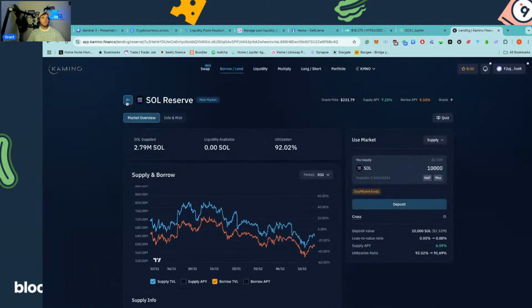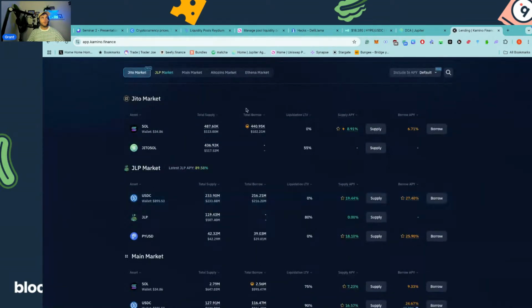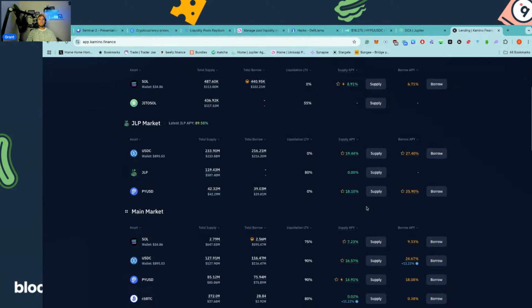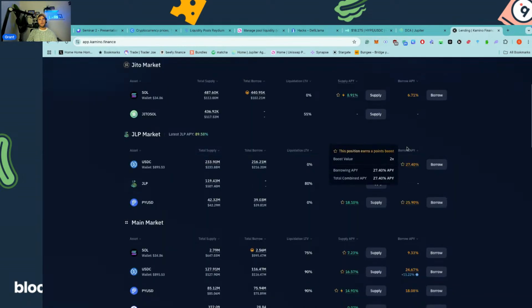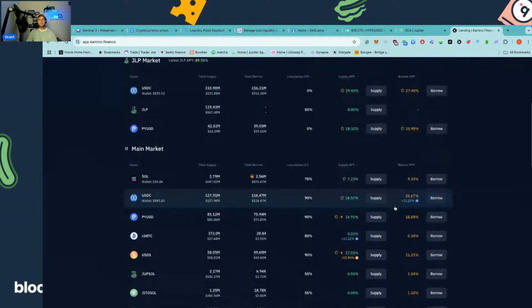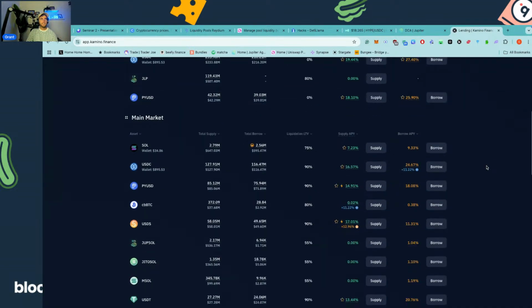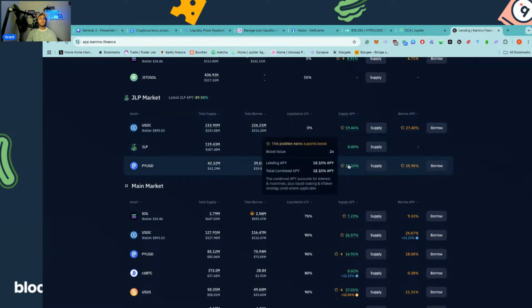I'll go back to the page just to take you through it. So there's a whole load of assets you can deposit here. Solana, Jito Sol, which is a liquid staking token. You can deposit your stable coins. You can put in GLP. If you want to just look for yield, you can go and see which was the highest yielding and then work backwards. So PYUSD, which is PayPal's stable coin, that's paying 25.9%. Really good. Just for depositing, which, oh no, it's 18.1%. Sorry, I'm looking at the wrong number.